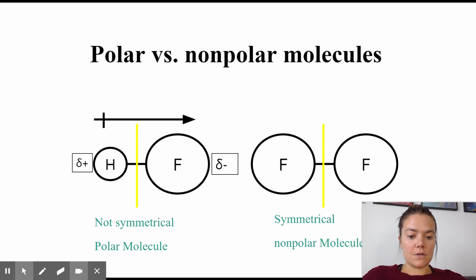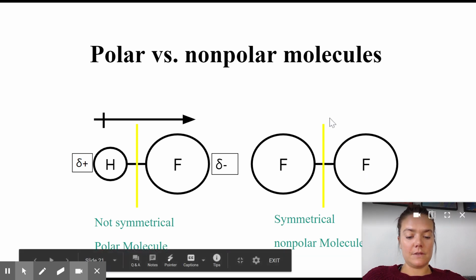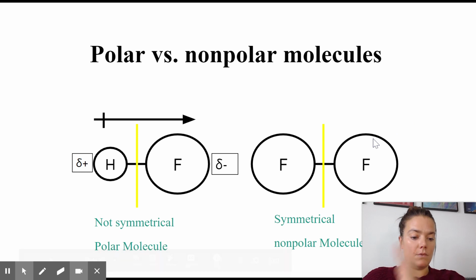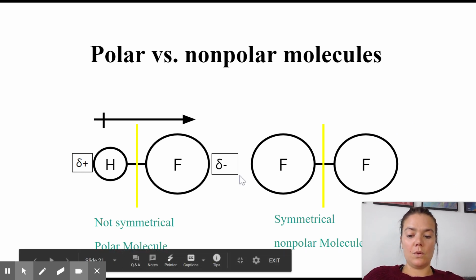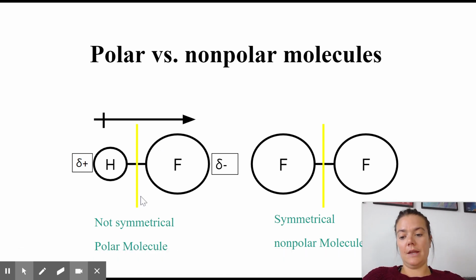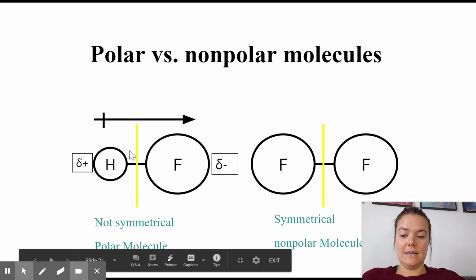And so looking at some actual molecules, here's a great example. This fluorine is symmetrical because no matter which way you cut it, whatever's on the other side is going to be the same. So that means it is a nonpolar molecule. This here, if I draw even just one line of symmetry, I notice that this is not symmetrical. This H and the F on that other side of that line of symmetry are not the same. So that means this is not symmetrical and it is polar.